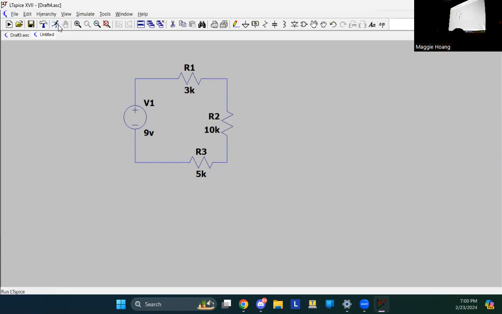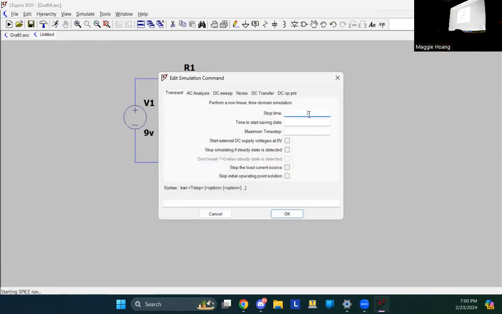And then to run it, you click run, stop time. This doesn't really matter. Or I could do transient, which means from time 0 to something. Time to start saving data is 0. Stop time, let's say 5 milliseconds. And then time step, I can just say 1 millisecond. Right?